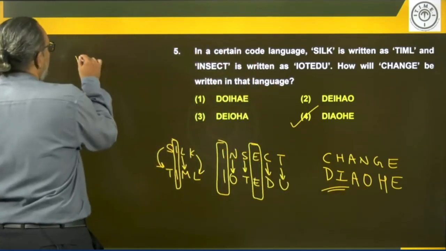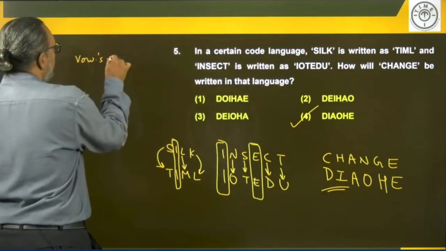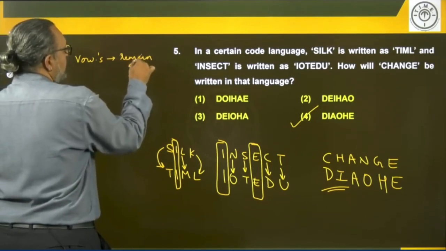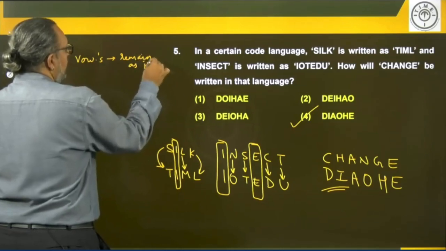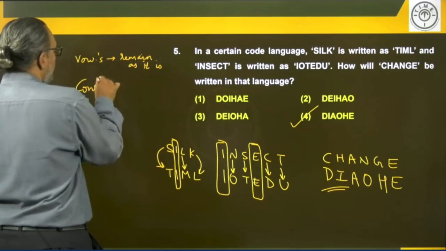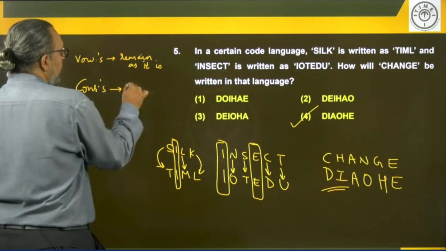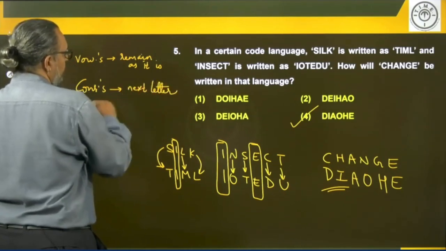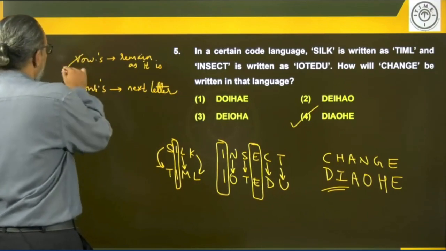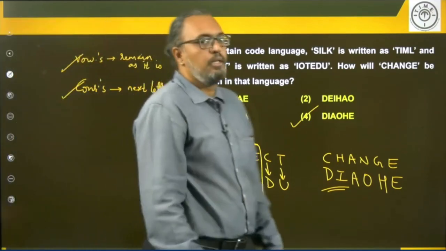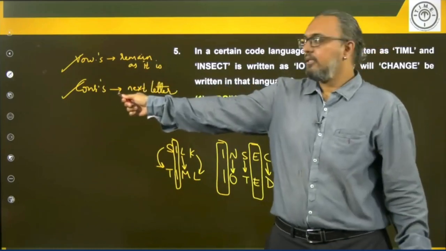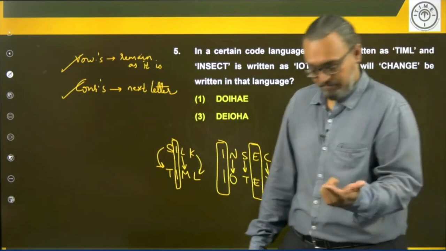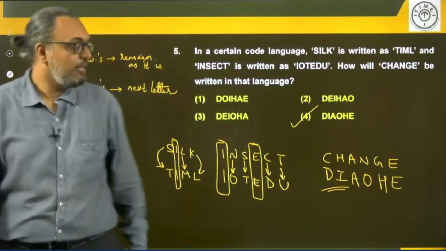So the logic is, vowels remain as is, and the consonants, the logic is next letter. This is what you need to look for. The vowels are kept as it is. The consonants, you are taking the next letter. Got it? Choice 4.